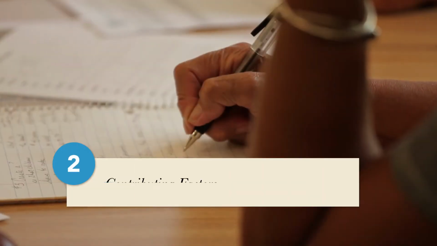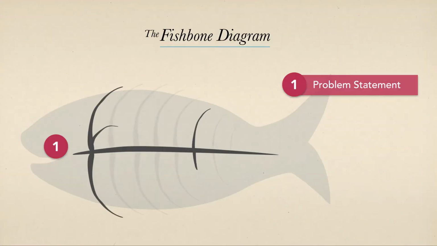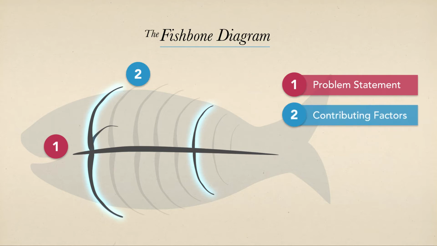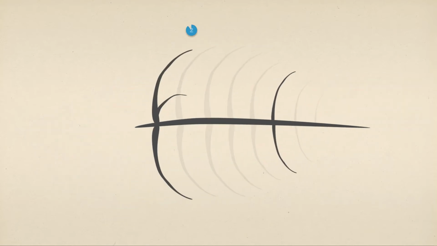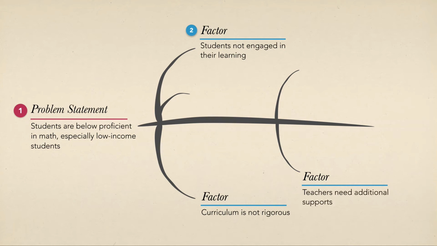Next, the team considered what factors contribute to the problem. Here, they generated the major bones of the diagram, which represent contributing factors that may be related to the problem. Some factors they identified are: students are not engaged in their learning, the curriculum is not rigorous, and teachers need additional supports to teach math most effectively.